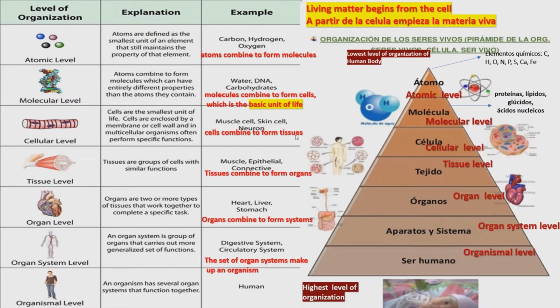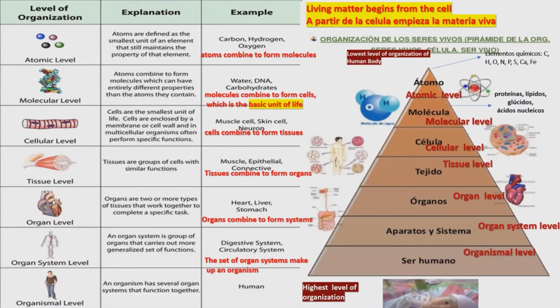The cells combine to form tissues. Then the next level is the tissue level. Tissues are groups of cells with similar function. Examples of tissues are muscle tissue, epithelial tissue, and connective tissue. And tissues combine to form organs.